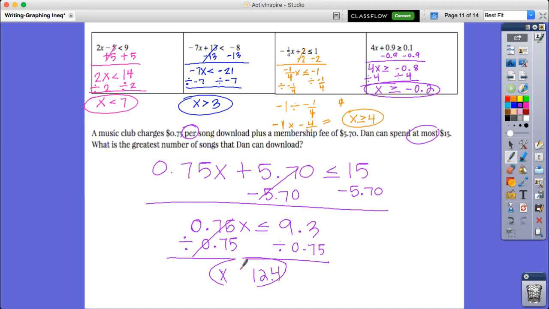All right, so x is less than or equal to 12.4 songs.